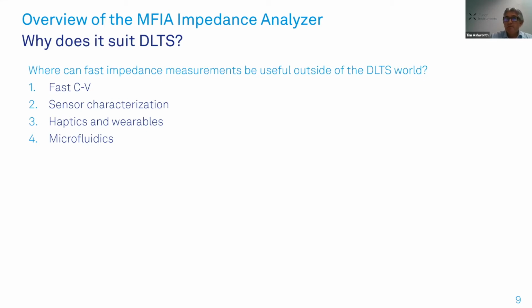Haptics and wearables. This is also somewhere where you want to make sure that you can measure that impedance change very quickly. And fourthly, microfluidics. This is where typically you pass a cell through a microfluidic channel. As the cell goes through some electrodes, you measure a change in impedance, and therefore you can characterize the cell, or you can sort the cell. And that's also a very interesting application that I just thought I would let you know about where else fast impedance measurements can be used.